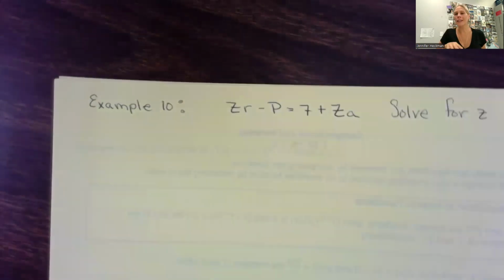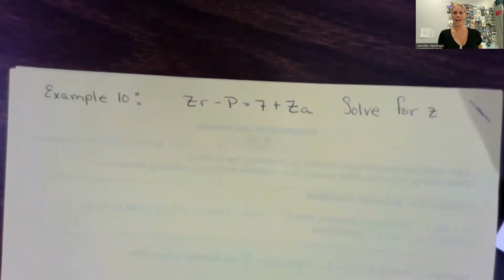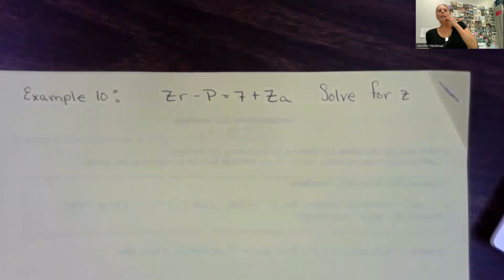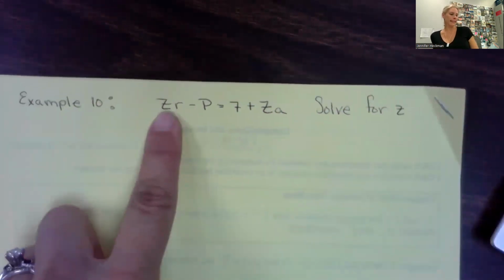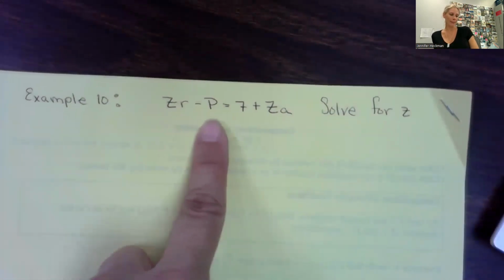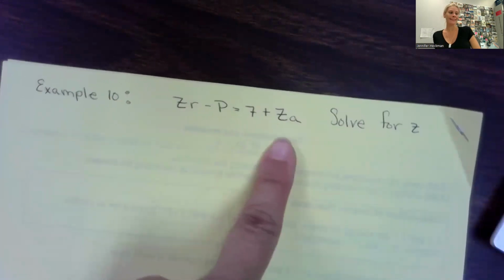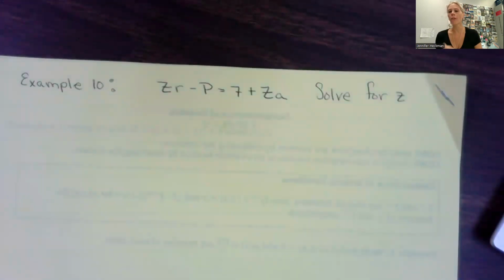Now I'm adding one more example and I'm putting it on the back because actually I want you to look at the example before I tell you why. So this is our example. ZR minus P equals 7 plus ZA. Solve for Z.